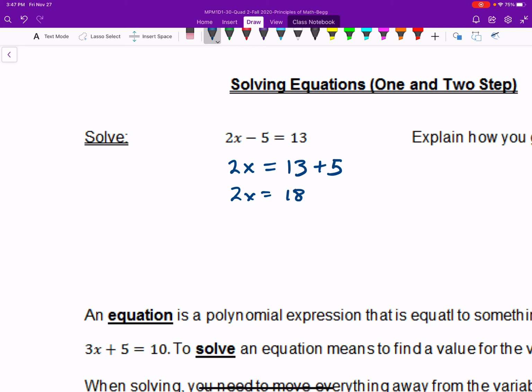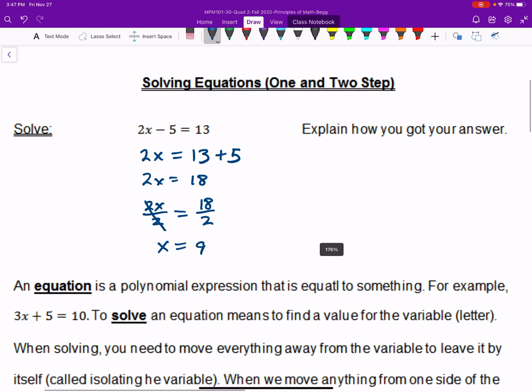And then the next step is I do the opposite of multiplying by 2. So I would divide by 2. So I'd take the 2x and I'd divide it by 2. That would cancel out that 2 there. And I'd do the 18 also divided by 2. And so x would equal 9. So I've gotten to a point now where I've got the x by itself. Like I said, we call that isolating it sometimes. And that would be my answer.